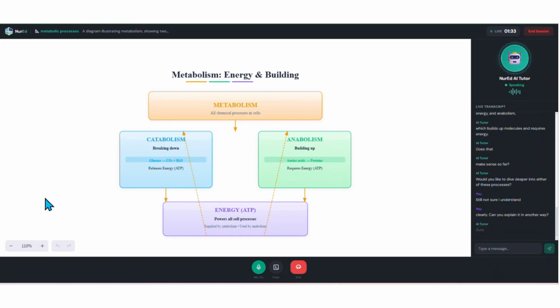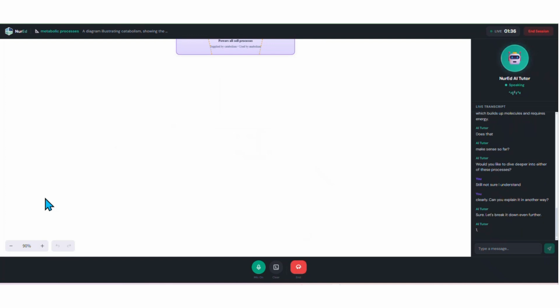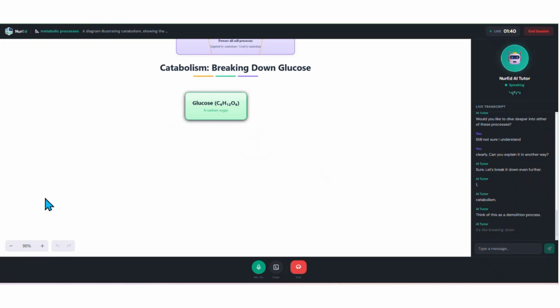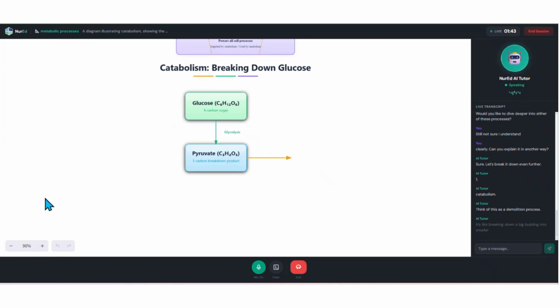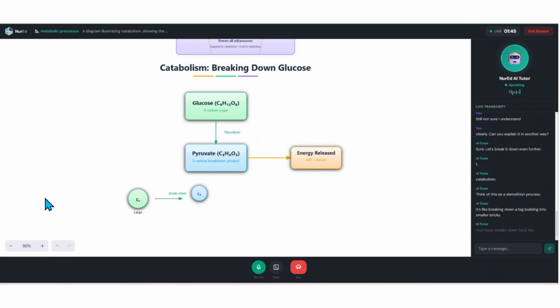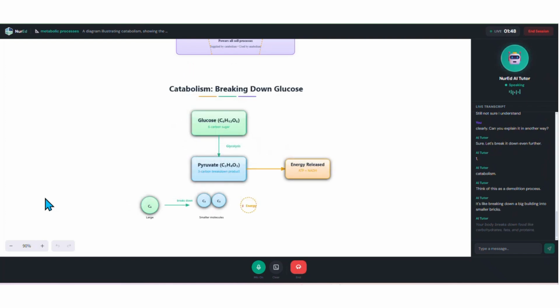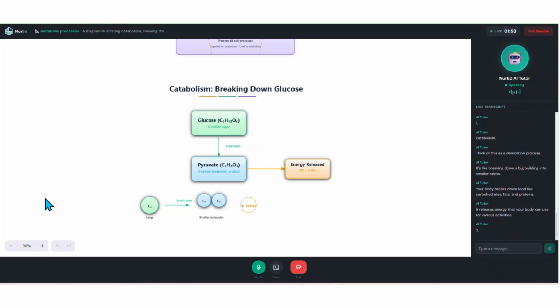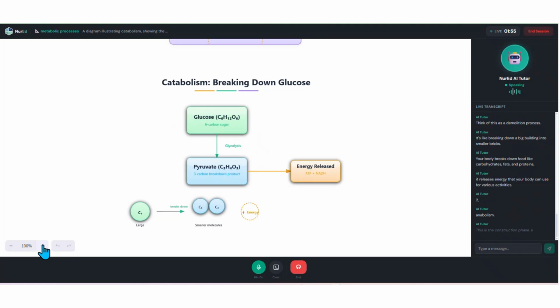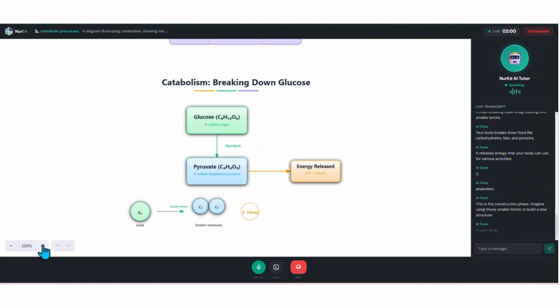Sure. Let's break it down even further. 1. Catabolism. Think of this as a demolition process. It's like breaking down a big building into smaller bricks. When your body breaks down food, like carbohydrates, fats, and proteins, it releases energy that your body can use for various activities. 2. Anabolism. This is the construction phase. Imagine using those smaller bricks to build a new structure. In your body, this means using the energy from catabolism to create larger molecules, like proteins from amino acids, which are essential for growth and repair.